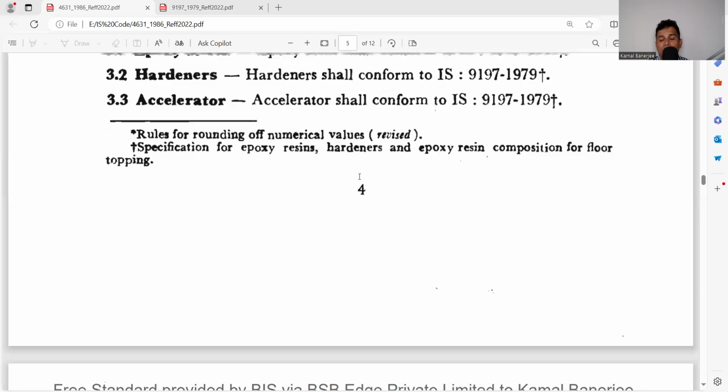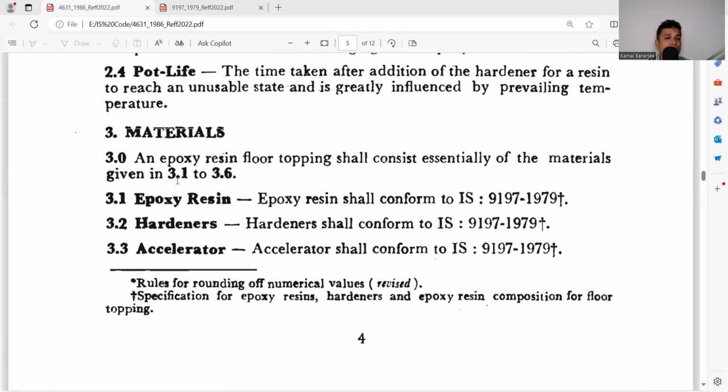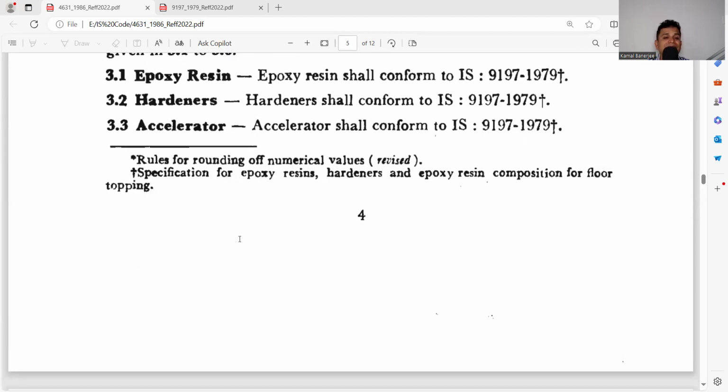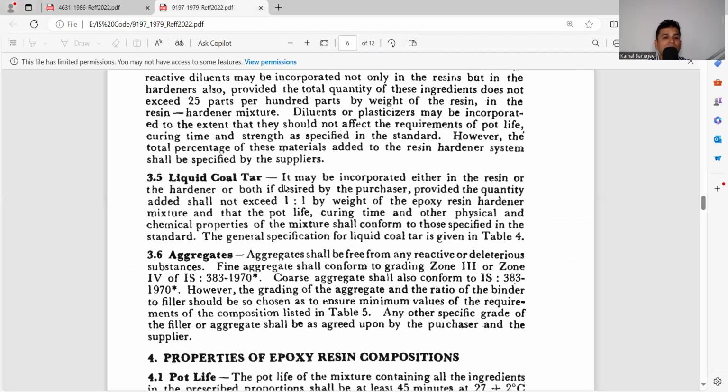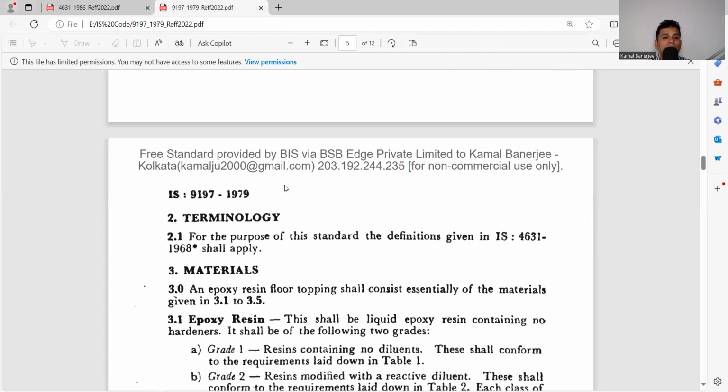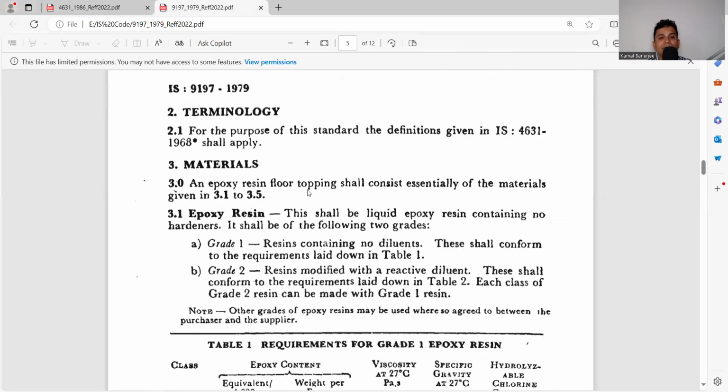So these are the raw materials required for epoxy flooring, as said in code IS 4631, which is the code for epoxy flooring: epoxy resin, hardener, accelerator, plasticizer, liquid colour, and aggregates. Now see what this code is saying about the material. It is IS 9197. Here it is 9197. The epoxy resin floor topping shall consist of the materials given in 3.1 to 3.5.